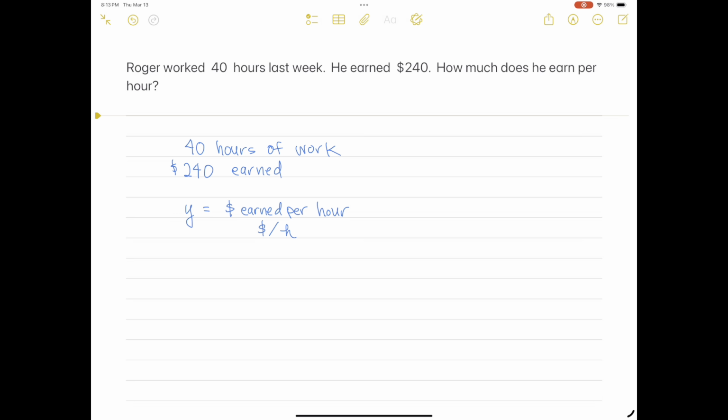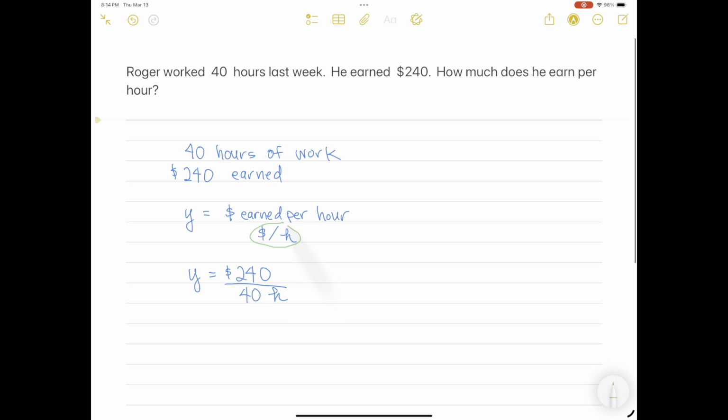So we would set up the equation as $240 divided by 40 hours, or $240 per 40 hours of work. So the slash, dollars slash hour, means the same thing as dollars divided by hour, or $240 divided by 40 hours. And I write that equation on the side, 240 divided by 40.